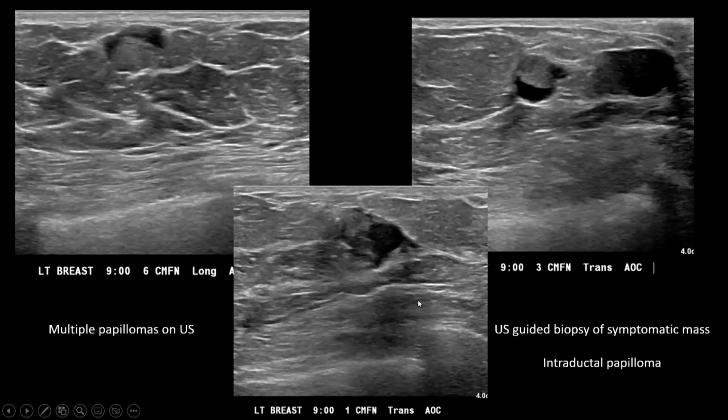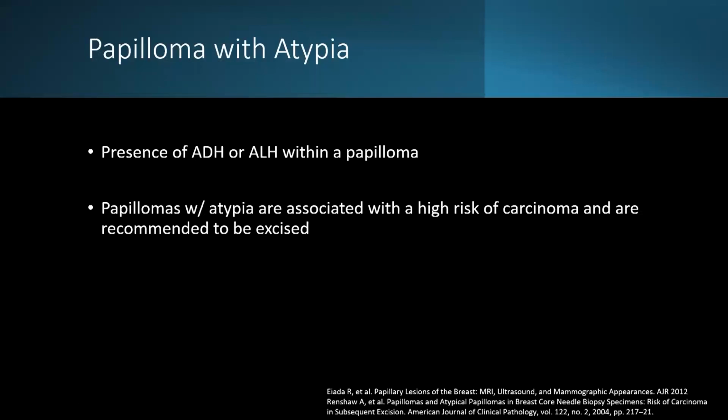So we did a biopsy of what she was feeling, and this was an intraductal papilloma, in addition to all the other ones she already has that we've known about. Well, what about having a papilloma with atypia? Well, these are associated with a high risk of carcinoma if you do have atypia, whether it's atypical ductal hyperplasia or atypical lobular hyperplasia within the papilloma. So these are recommended to be excised.